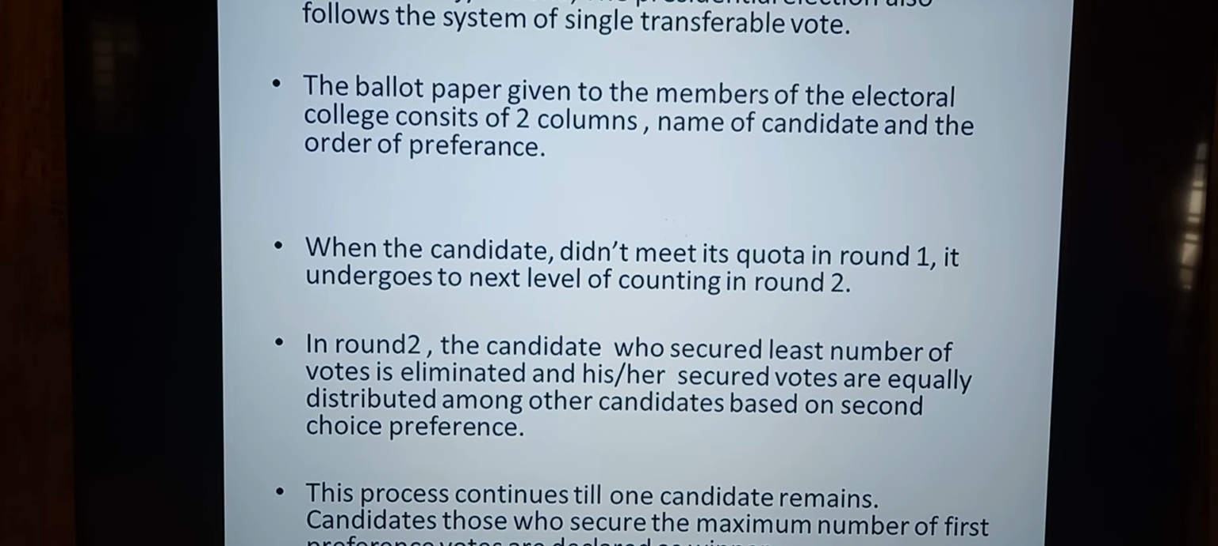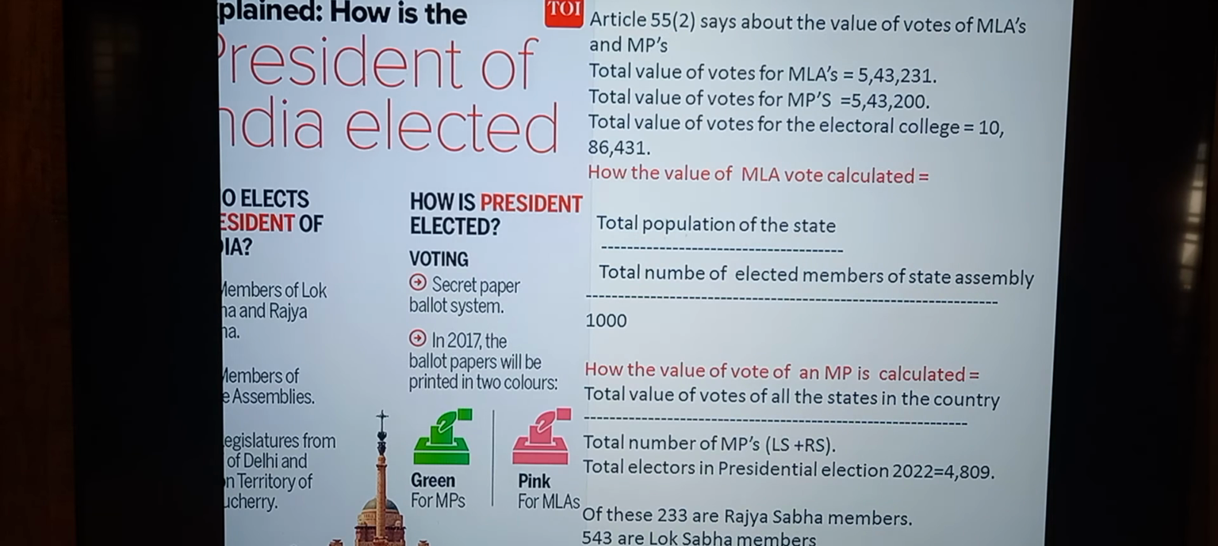When the candidate doesn't meet the quota in round 1, it goes to the next level of counting in round 2. In round 2, the candidate who secured the least number of votes is eliminated and his or her votes are distributed among other candidates, based on the second choice preference. The process continues till one candidate remains, and the candidate who secures the maximum number of first preference votes is declared the winner. Article 55(2) says about the value of votes of MLAs and MPs.